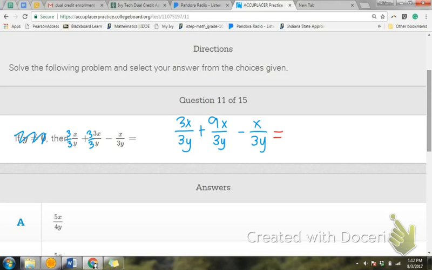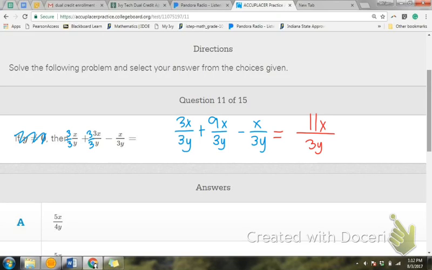Now you just add across. Are you going to add 3y plus 3y plus 3y? When you have like denominators, the denominator doesn't change. It's just going to be 3y in the denominator. 3 plus 9 is 12x. 12x minus x is 11x.